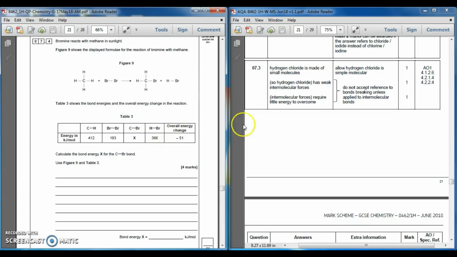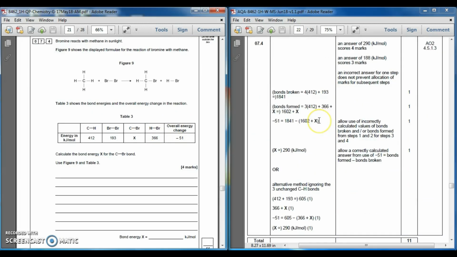Wow, 7.4. Again, mega impressed. A lot of people got marks on this. Super impressed with what you did on it.